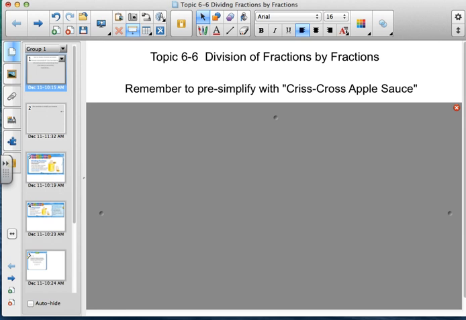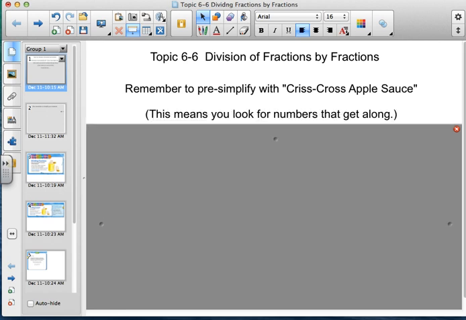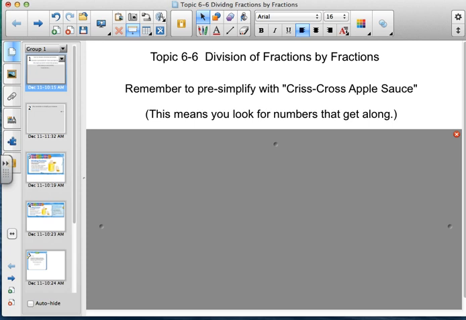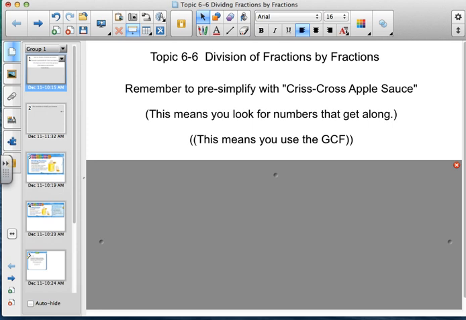Now, the next thing that I want you to remember is that it means that you need to look for numbers that get along. Numbers that we talked about yesterday through division and multiplication, whether they're prime numbers, whether they have a common factor, a GCF. The same thing we talked about yesterday. That's what that crisscross applesauce means. The other thing that it means is that you need to use the greatest common factor. That was from topic 6.1. So it's something that we've covered.